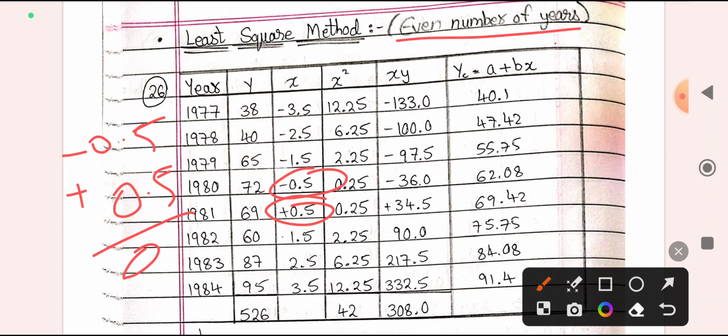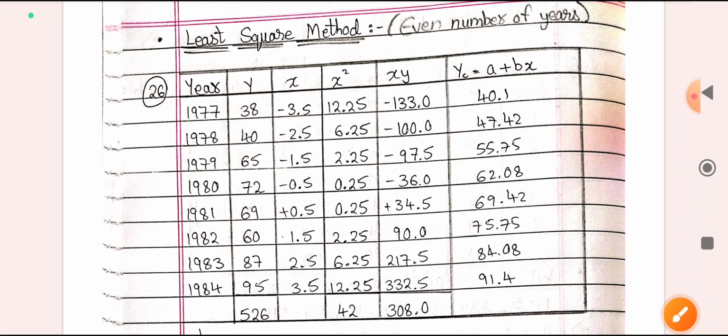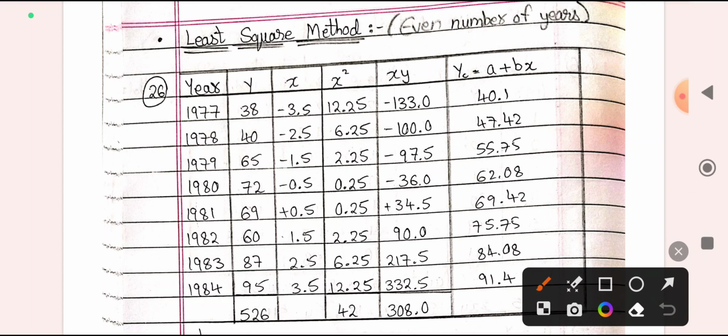So here we are taking like that. In even period, it will come like this. In odd period, the middle year you will get 0, right? That is how. If any doubts, you can watch the previous video. So x values we are taking: up to the fourth year 0.5, 1.5, 2.5 and 3.5, these all are minus values. Next to that 0.5, 1.5, 2.5, 3.5, these are plus symbol values, right?